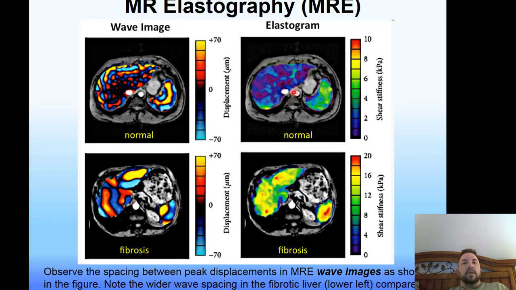So the wave image, the elastogram, in a patient that's normal tissue versus a patient with fibrosis. The wider wave spacing in the fibrotic liver as compared to the normal liver. So the wider spacing is what indicates the stiffer tissue. Fibrotic tissue, fibrotic liver.